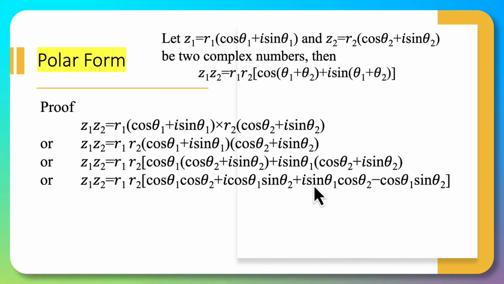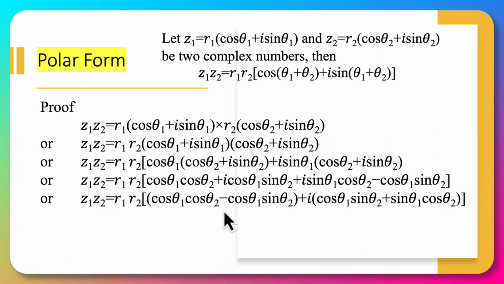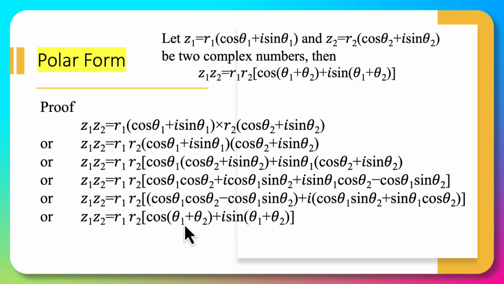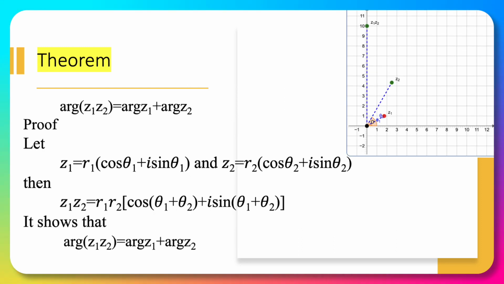Once we multiply the terms, in place of i square, we will write minus 1. And then we will organize the terms without coefficient i and with coefficient i, in which cos (theta 1 plus theta 2) represents the first part and sin (theta 1 plus theta 2) represents the second part. With this, we conclude that the multiplication of two complex numbers is the product of their magnitudes and the sum of their amplitudes.